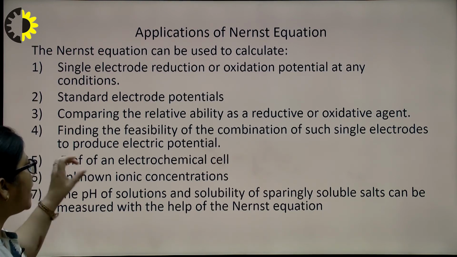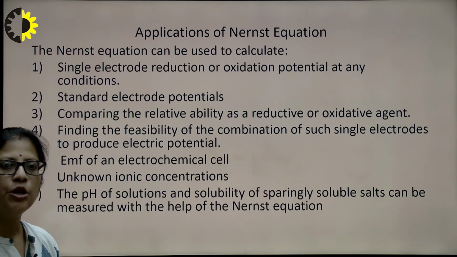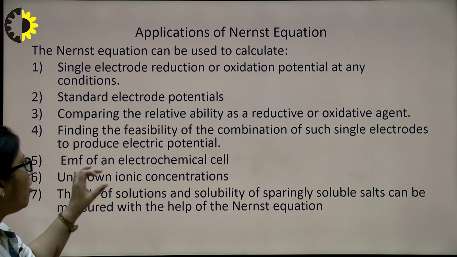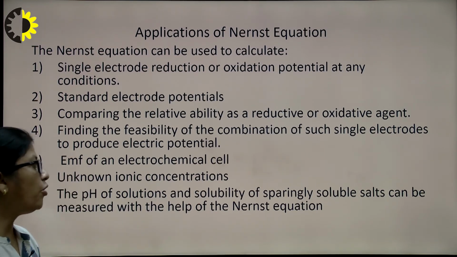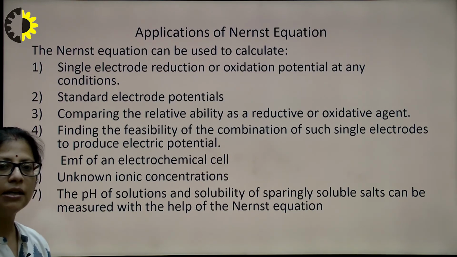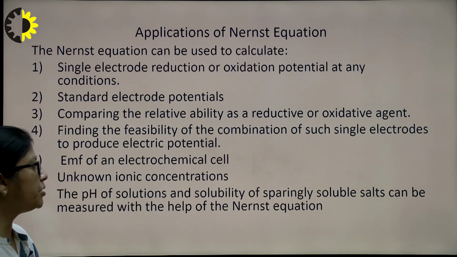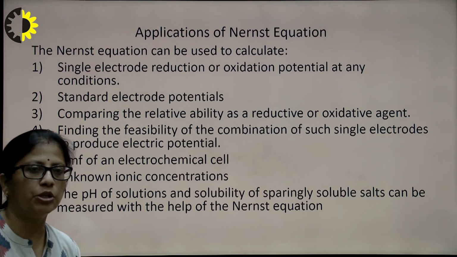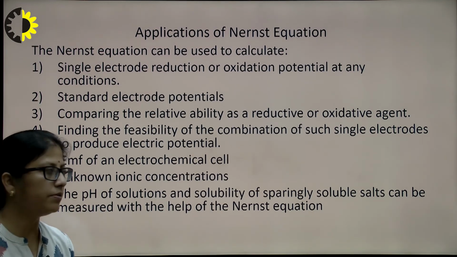It is used for finding the feasibility of a combination of such single electrodes to produce electric potential. EMF of an electrochemical cell can be known. We can also find out the unknown ionic concentrations. We can also calculate the pH of solutions and solubility of sparingly soluble salts with the help of the Nernst equation. So, these are the various applications of Nernst equation.